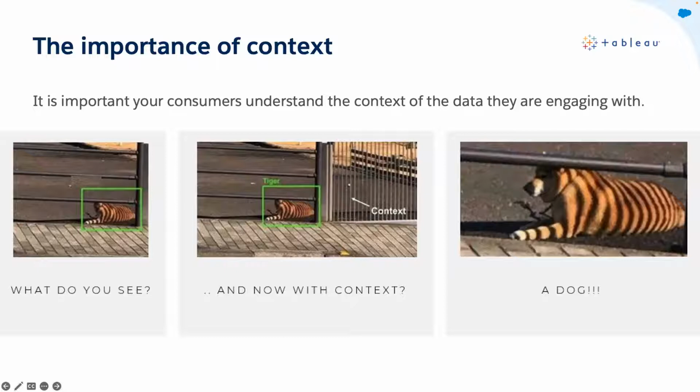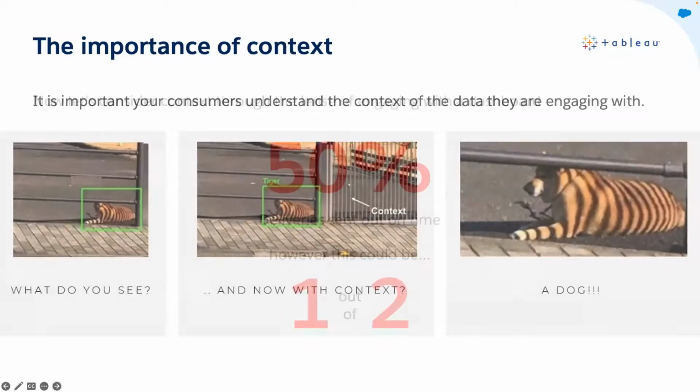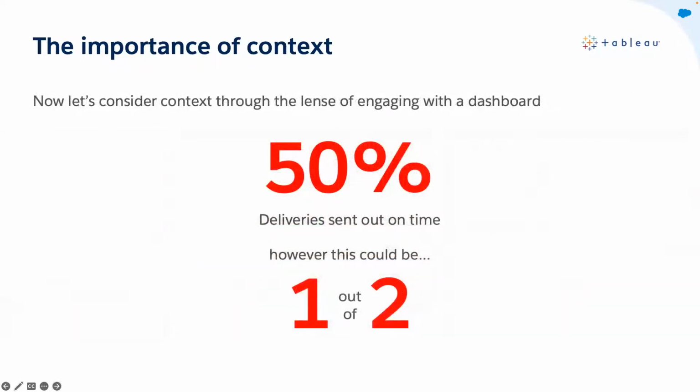Now, you might think, why is this person coming and joining a Tableau call, showing me a dog and showing me bars? Context is really important from a data perspective. So if we go on to the next slide, I'll give you an example. Imagine you've got a KPI on a dashboard that says 50% and it's flashing red. So 50% of deliveries have been sent out on time.